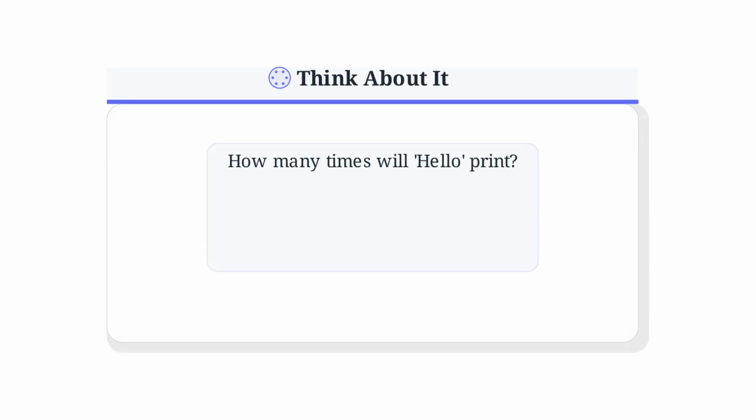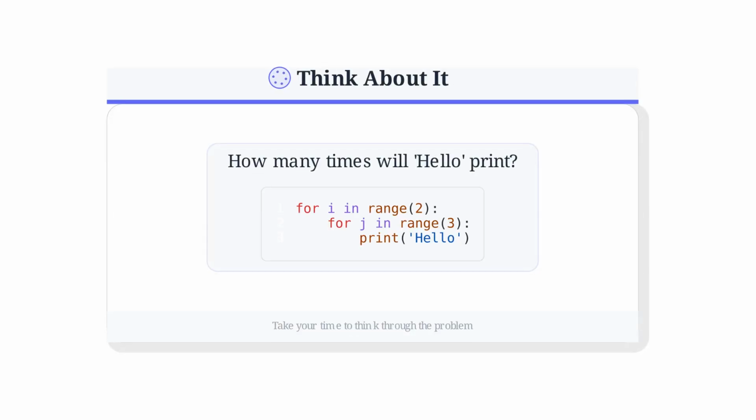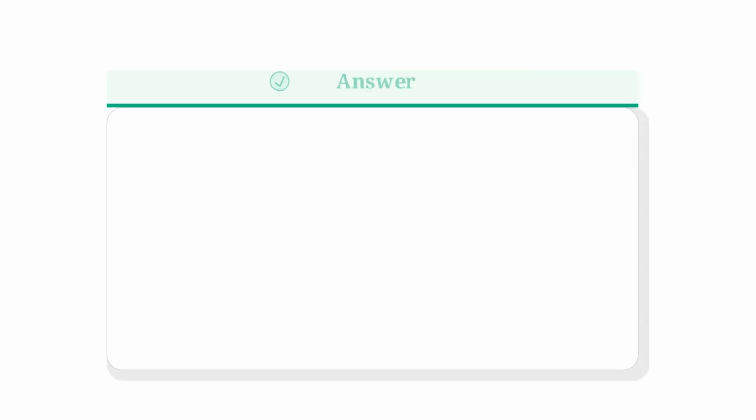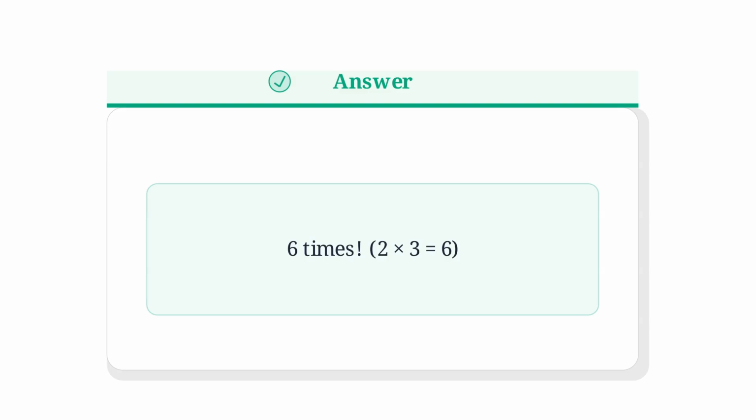Quick challenge time. Look at this code. How many times will hello print? Remember our multiplication rule and think it through. Exactly. It's 6 times because 2 times 3 equals 6. The outer loop runs twice, and for each of those times, the inner loop prints hello 3 times.